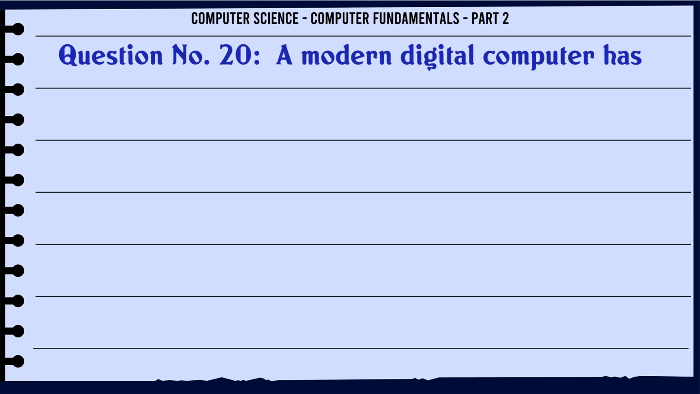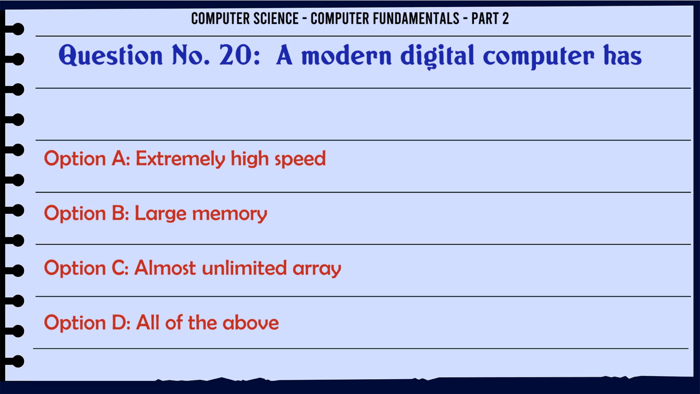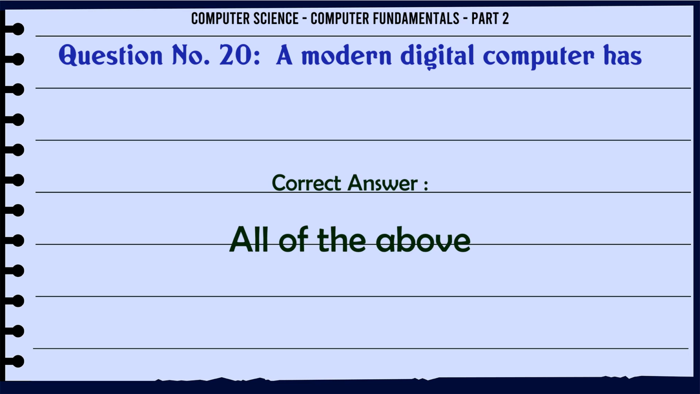A modern digital computer has: A. Extremely high speed, B. Large memory, C. Almost unlimited array, D. All of the above. The correct answer is all of the above.